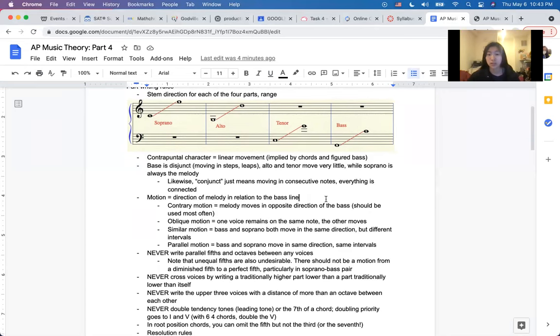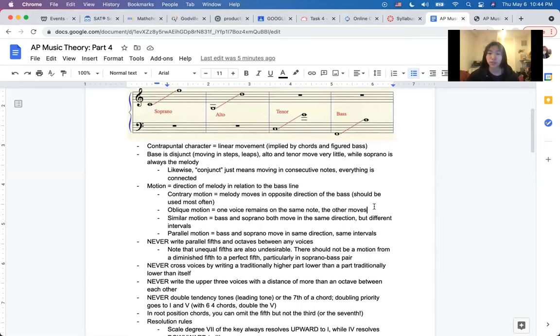So motion is the direction of the melody in relation to the bass line. Contrary motion is when the melody moves in the opposite direction of the bass. For instance, if the bass moves downward in terms of pitch, and the melody moves upward, remember the soprano is the melody, so that's all you have to look at. If it's moving in opposite directions, then you know that's contrary motion. This is actually used very often, and it's highly recommended that you take this into consideration for free response question number 7.